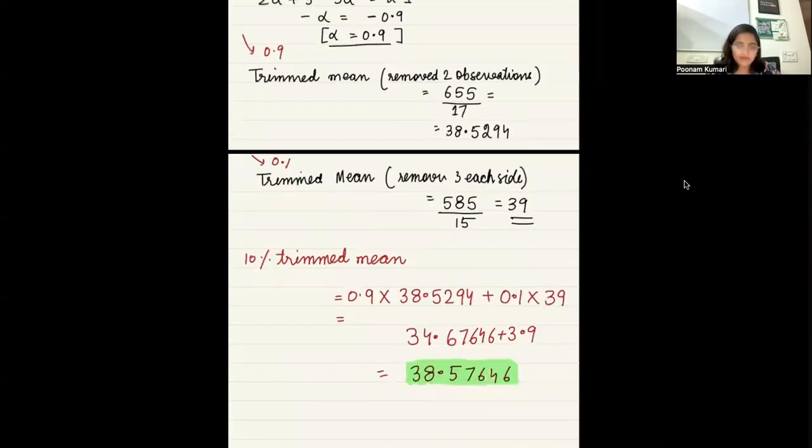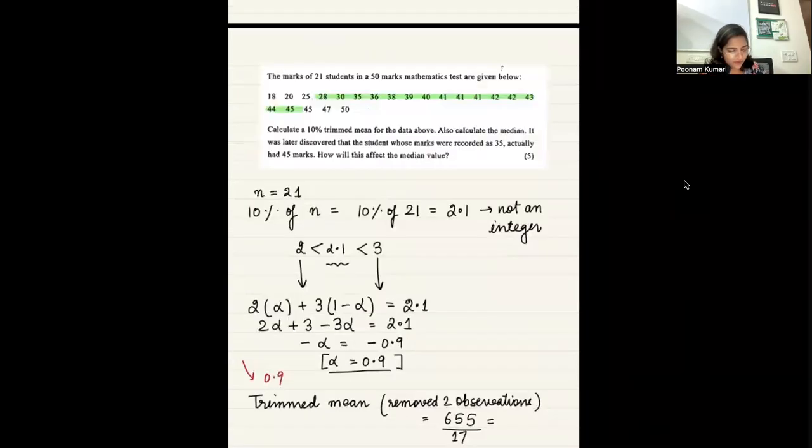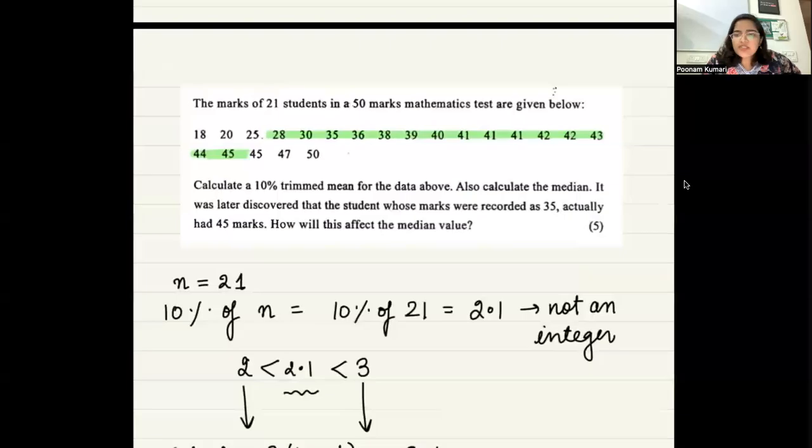Is that all right? Can we do this? Any kind of trimmed mean question? Yes, ma'am. Okay, perfect. Chalo. Now let's continue this question. Let's try to finish it up.